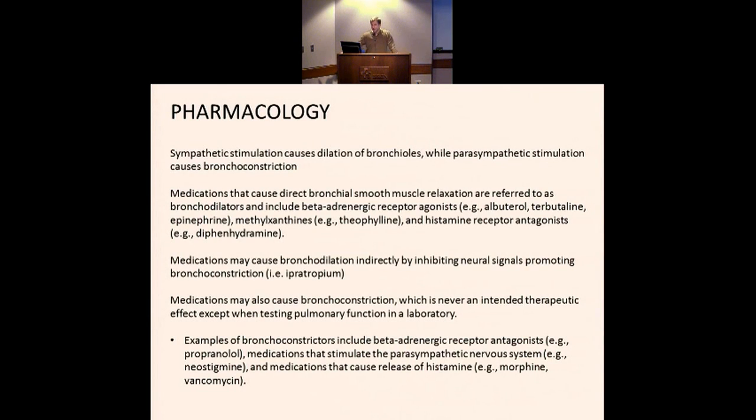And so sympathetic stimulation causes dilation of the bronchioles, while parasympathetic stimulation, which we'll talk about later, causes bronchoconstriction. Medications that cause direct bronchial smooth muscle relaxation are referred to as bronchodilators. This is the most common thing you'll probably see us give. They include beta-adrenergic receptor agonists, like albuterol and epinephrine. That's going to stimulate your sympathetic nervous system and, in the lungs at least, cause dilation there and help people breathe easier.